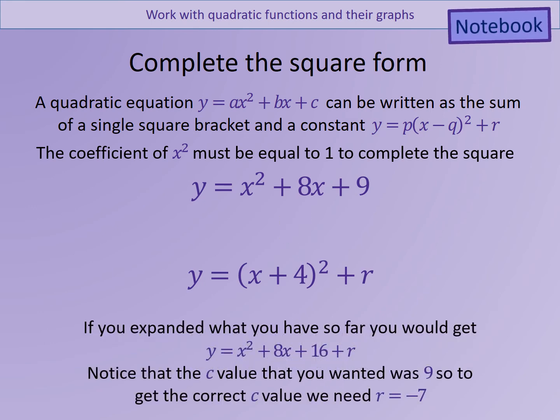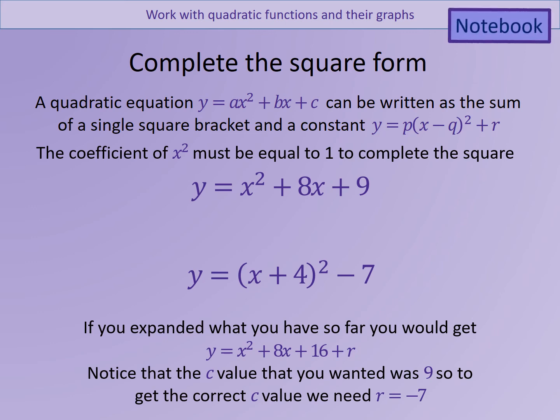Now we don't want that 16 as such, we want plus 9. So what I'm going to do is take away the 16 that comes out of that bracket that I don't want, and then I'm going to add the 9 on that I do want, and that results in a value of minus 7 outside of the bracket.